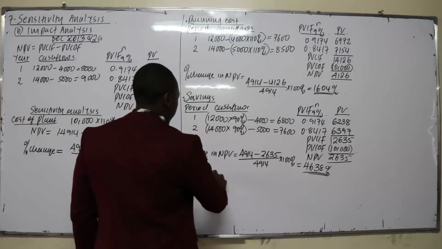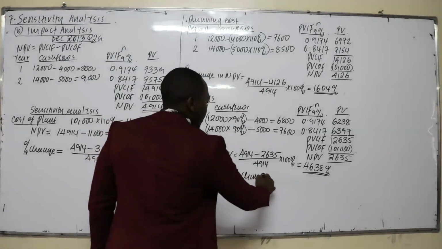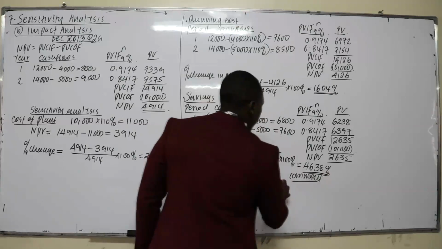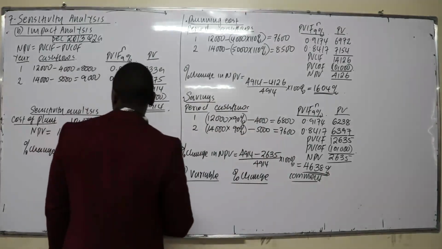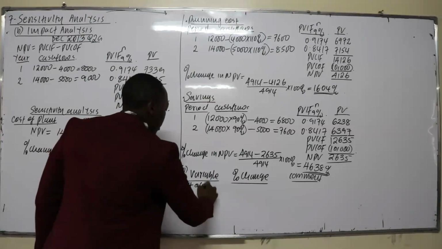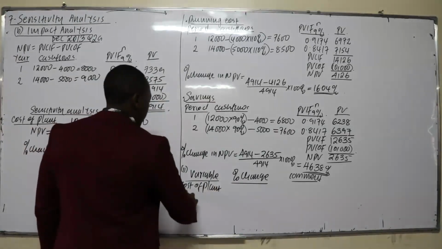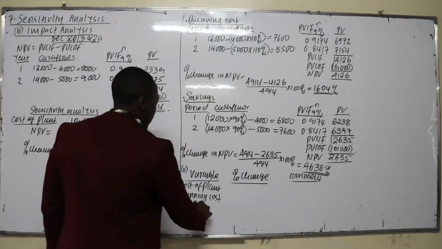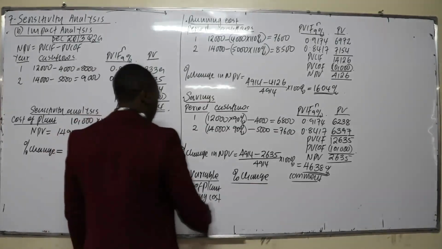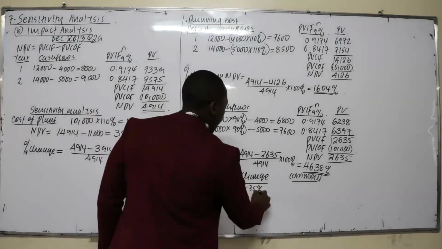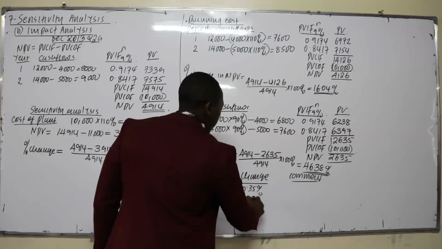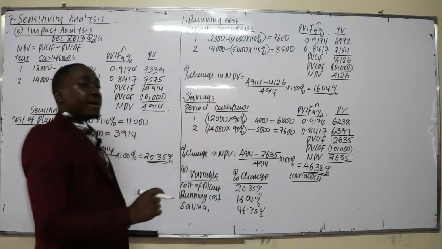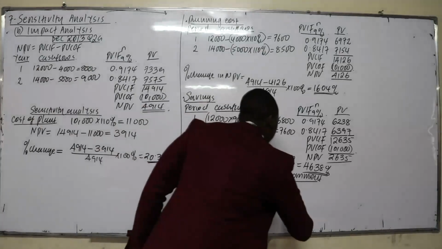Here we had 3 variables. We have the percentage change in NPV, and then now we can comment. The first one was cost of plant, then we had the running cost, and then we have savings. So for the cost of plant, we have 20.35%. For running cost, 16.04%. Then we have 46.38% for savings. You'll see that for the impact analysis, the bigger the percentage change, the more sensitive the variable is. So savings is the most sensitive.